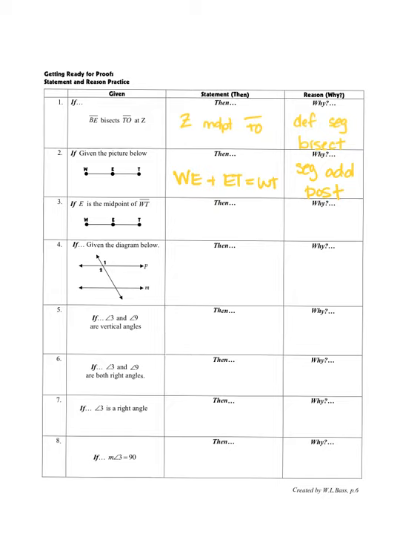Number 3, if E is the midpoint of segment WT, then what we know is that segment WE is congruent to segment ET, and we know that because that's the definition of a midpoint.